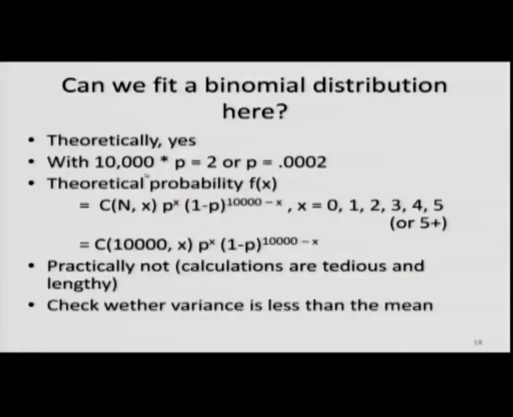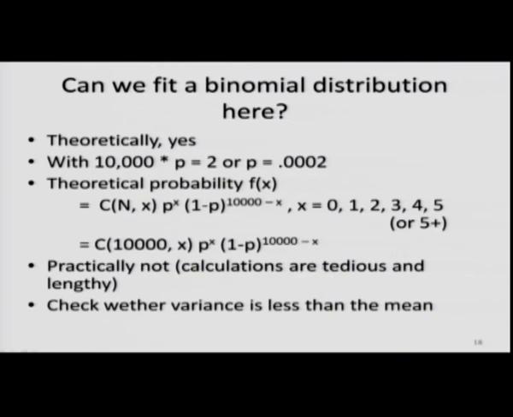Theoretically, yes, with n equal to 10,000 and p equal to 0.0002. The theoretical probability would be C(n, x) p^x (1 minus p)^(n minus x), where n is the sample size. We are calculating the probability of getting a value x out of n cases: p is the probability of an occurrence, 1 minus p is the probability of failure, x is the number of successes or occurrences of the event, x crimes, and 10,000 minus x is the number of non-occurrences. Then x equals 0, 1, 2, 3, 4, 5.